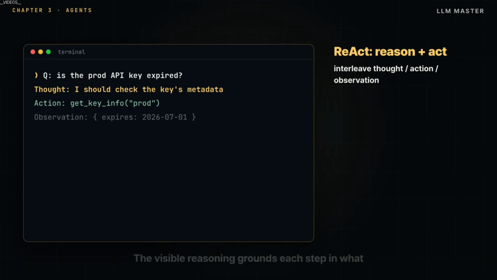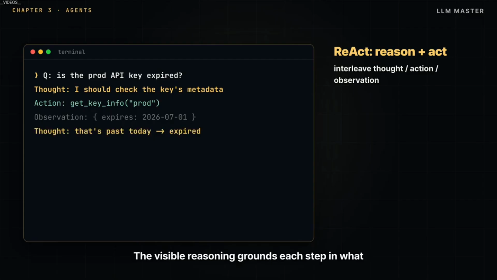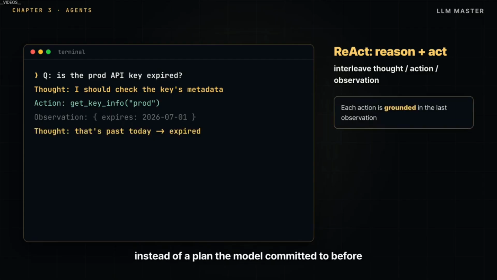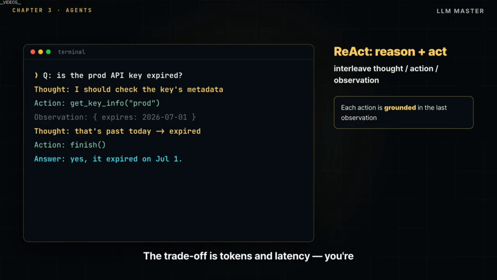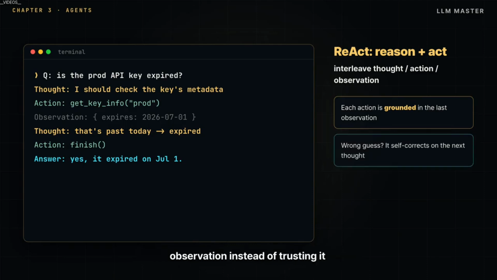Why does this work so well? The visible reasoning grounds each step in what actually came back from the world, instead of a plan the model committed to before it had any data. When an observation contradicts its assumption, it can course correct on the very next thought rather than plowing ahead. The trade-off is tokens and latency. You're paying for all that thinking out loud, and there's a subtler risk: the model can rationalize a bad observation instead of trusting it. But as a default pattern for tool-using agents, ReAct is hard to beat.